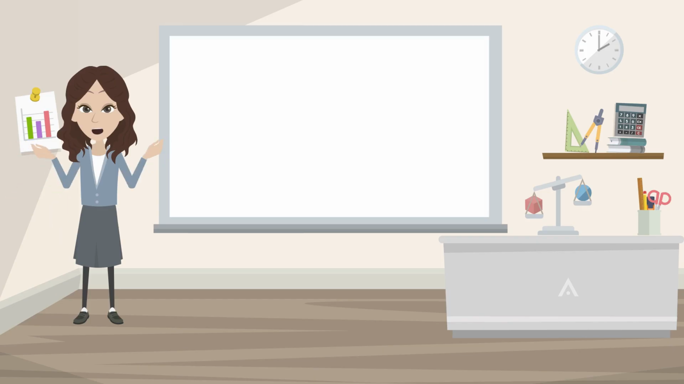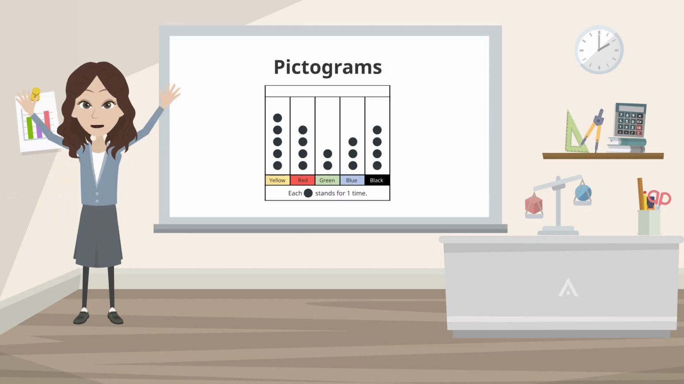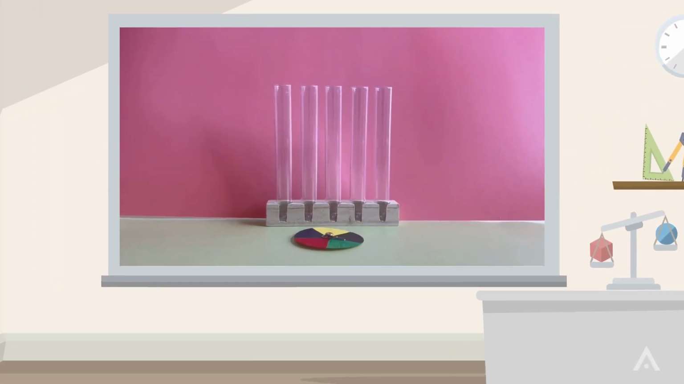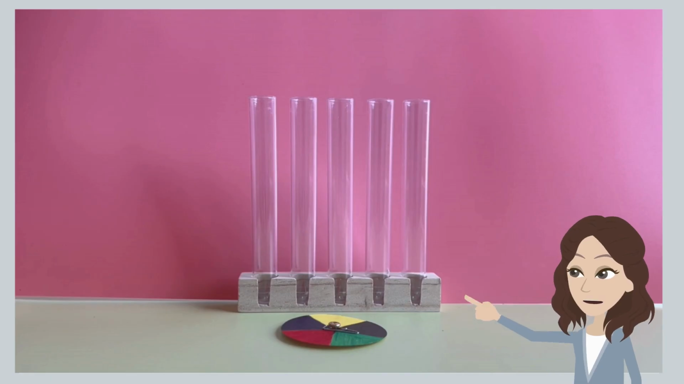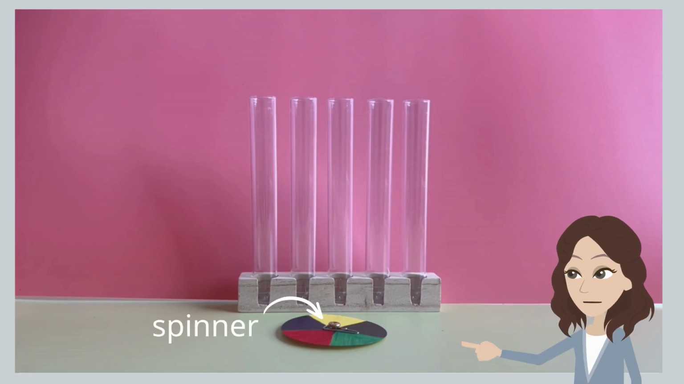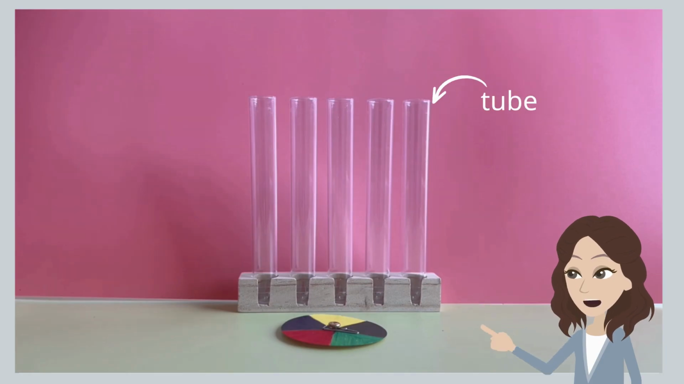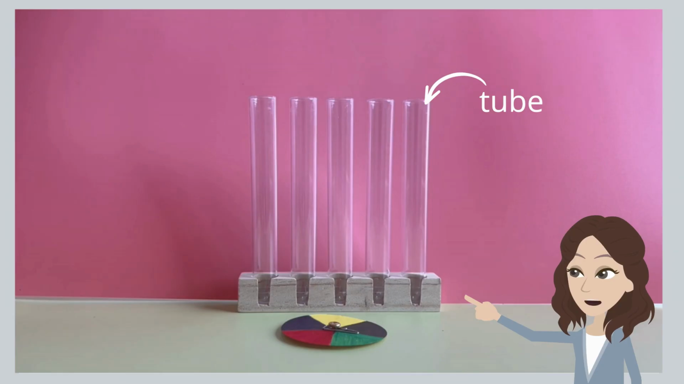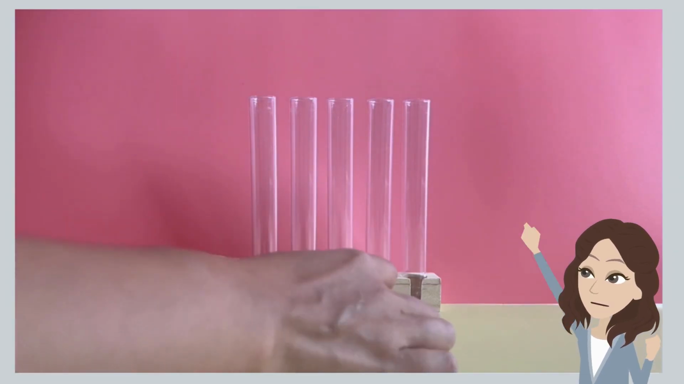Today, we will explore how to read and record data in a pictogram. Let us collect some data with a fun activity, by spinning this spinner 18 times, and seeing which colors it lands on. For every spin, we will drop one ball in these tubes, to keep track of how many times the spinner lands on each color. Let's start!